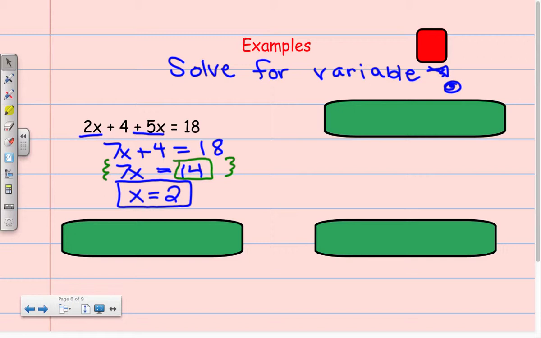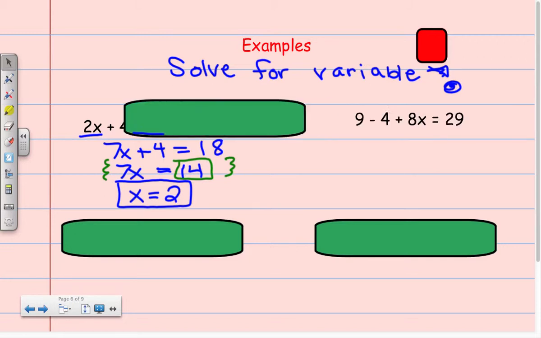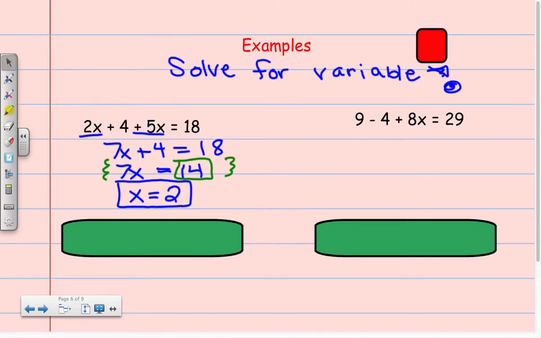All right, let's do another example together. We get 9 minus 4 plus 8x equals 29. When I look at the left-hand side, first off, I notice I don't have to distribute. That's step 1, not needed here, right? So step 2 is to combine like terms. I notice I only have one x term, the 8x. So I'm just going to go ahead and write it on the left-hand side, keeping in mind we always want the variable on the left. So I'm going to write 8x.